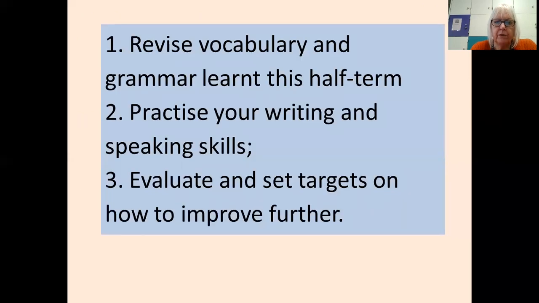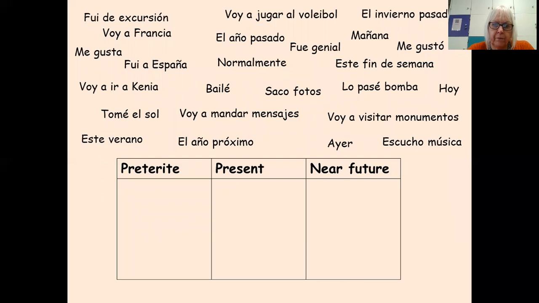Here we go. This is what we're doing this week. Looking at vocab and grammar learnt this half term. You're going to practice writing and speaking and then set some targets on how to improve further. We always need to do that. You always need to think, right, what can I do to improve how I've worked so far?